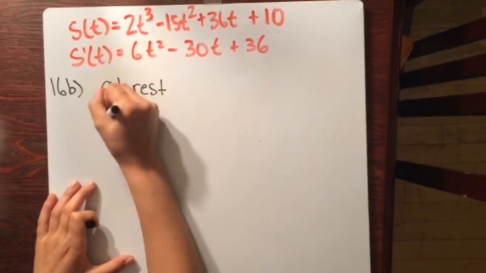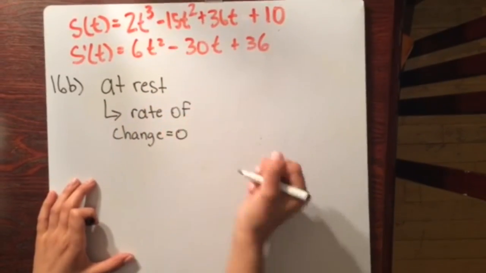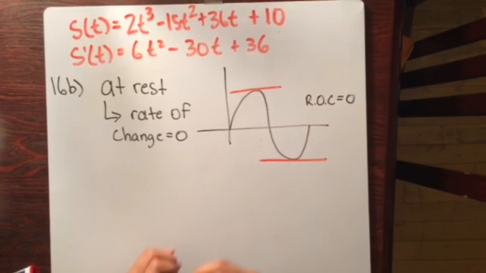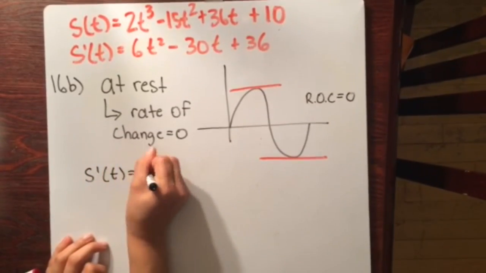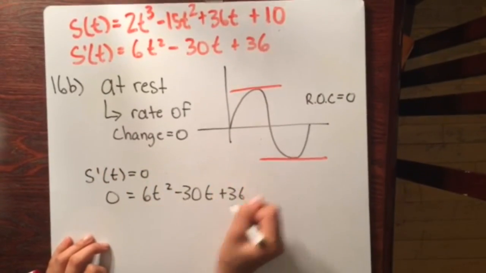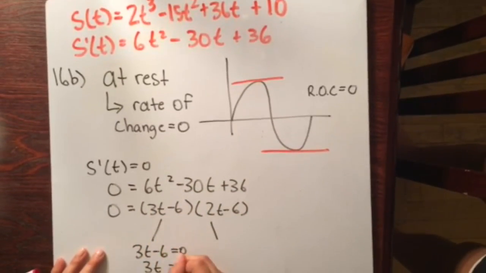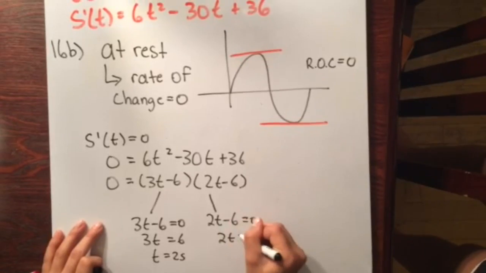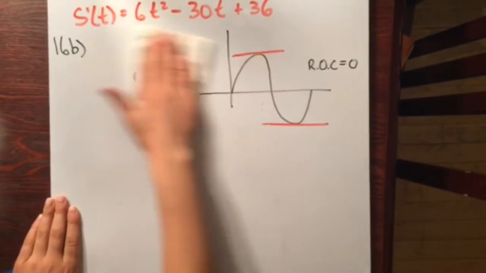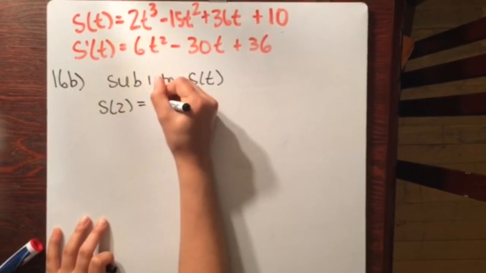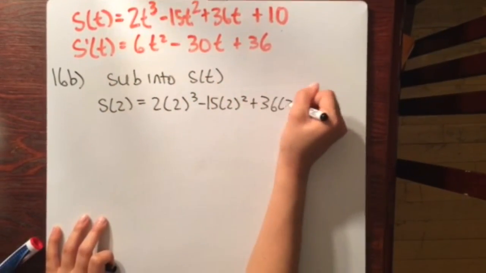Part B states to find when the object is momentarily at rest and its position at these times. An object is momentarily at rest when its rate of change is 0, which means a turning point. Using the first derivative, set it equal to 0 and solve for t. Thus, these are the times when the rate of change of the object is 0, therefore at 2 seconds and at 3 seconds.